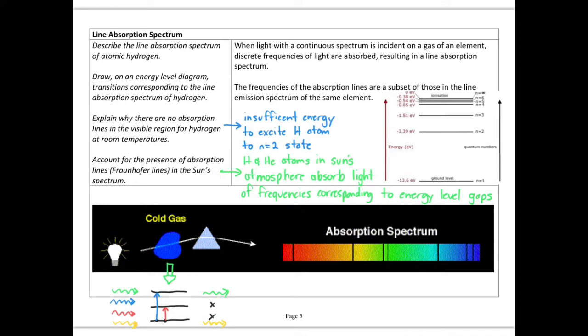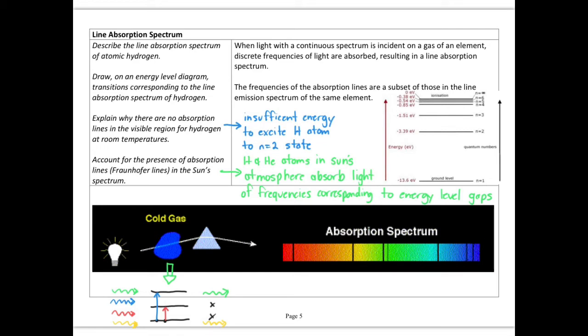Okay, so now we're going to look at line absorption spectrum. Basically what a line absorption spectrum is where we take a continuous spectrum, so all of the light, and we shine that through a cold gas, not a hot gas now that's being forced to emit light. And we look at that through a spectrometer, and we see something that looks like this, where there's the continuous spectrum, but there's a few little lines missing.